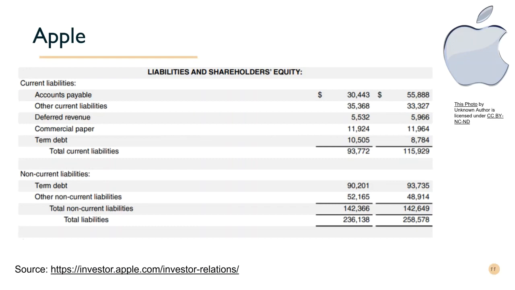year. We then add on the term debt lasting more than the next year and other non-current liabilities to get a total liabilities figure of $258,578 million.